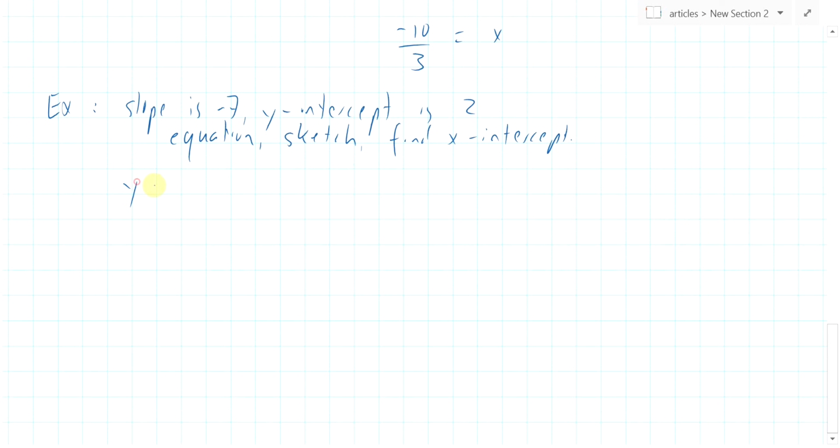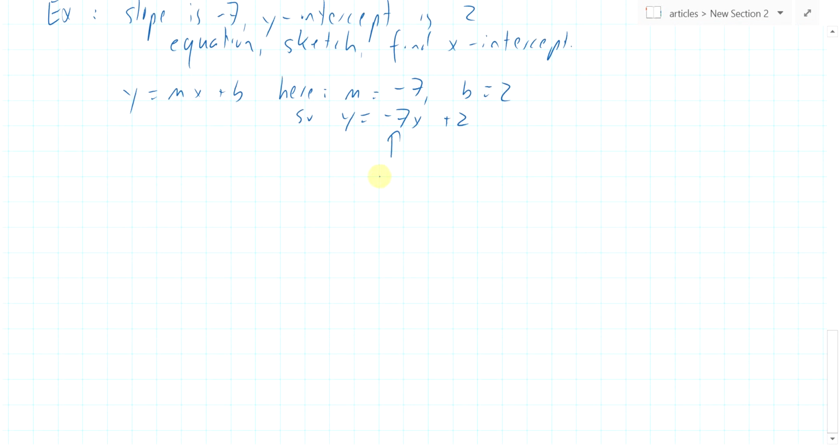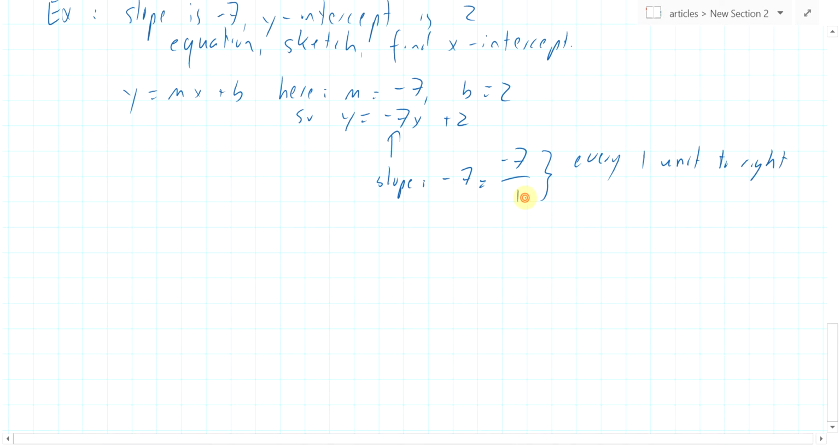Well, the equation is easy, right? y equals mx plus b. Here, they tell us explicitly m is minus 7 and b is 2. So y equals minus 7x plus 2. Slope, minus 7 equals, well, we can always write any integer as minus 7 over 1. And what does this mean for me? It means every 1 unit to the right, that's the denominator, that's my right-left part, go 7 units down. That's the minus 7.